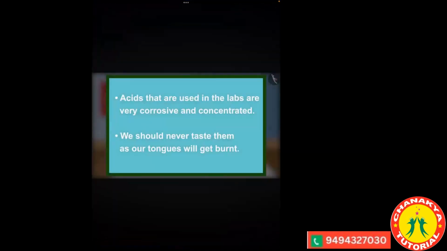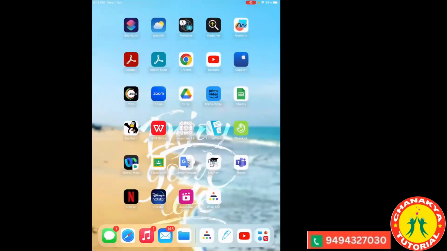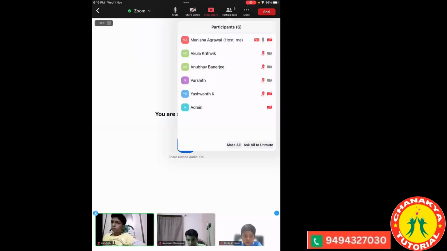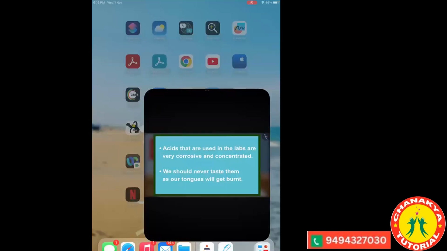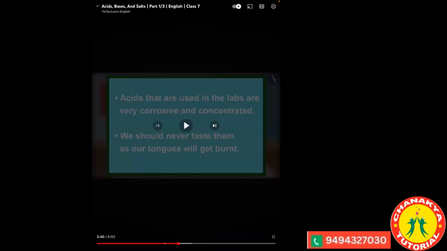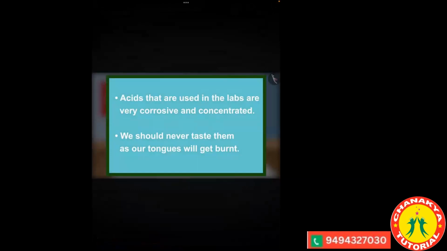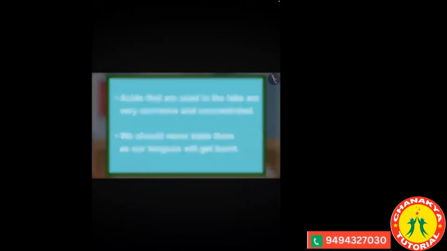Now, we should never taste them. This is a very, very important point. When we taste them, what happens? We might get burned. The tongue might get burned. As I told you, the king of all acids is sulfuric acid. If a drop of that sulfuric acid can burn the cloth, imagine if we taste it, it can burn our tongue also. So we should never taste them, as our tongue will get burned.